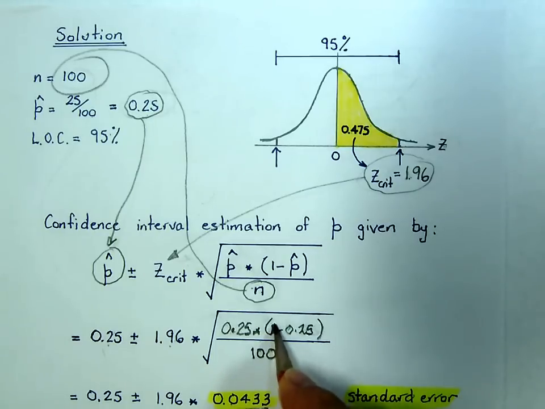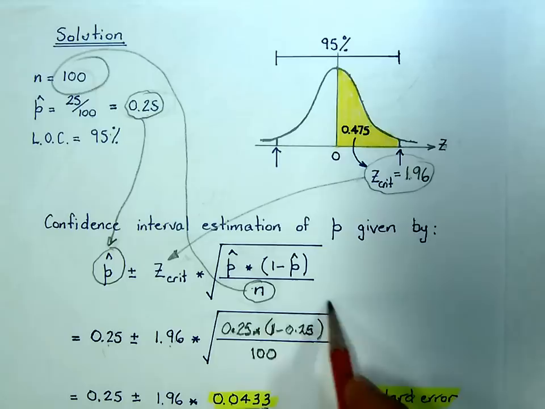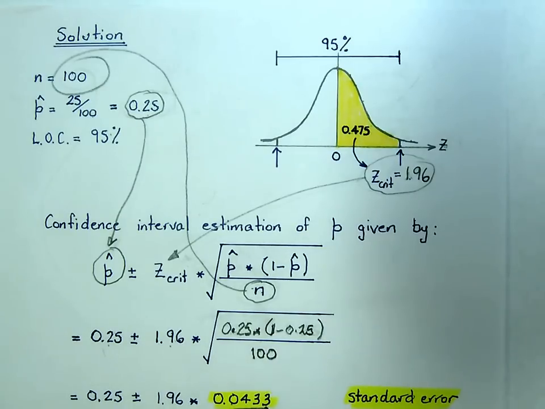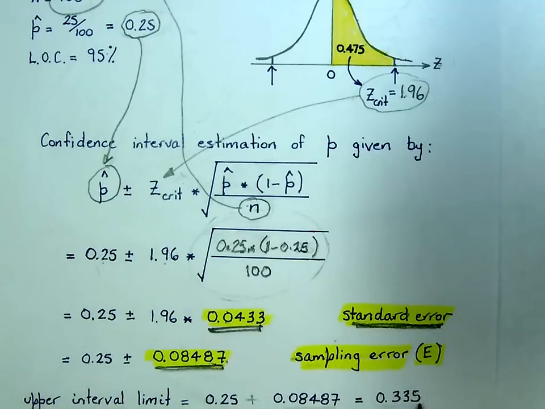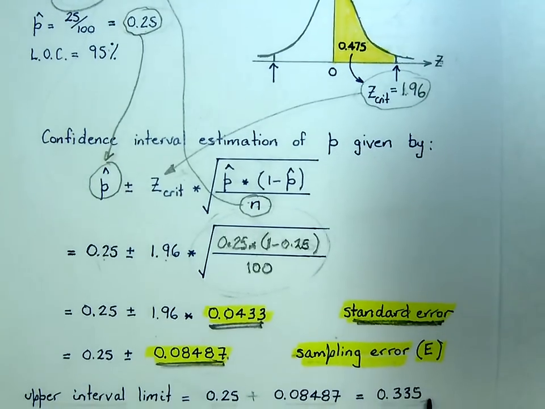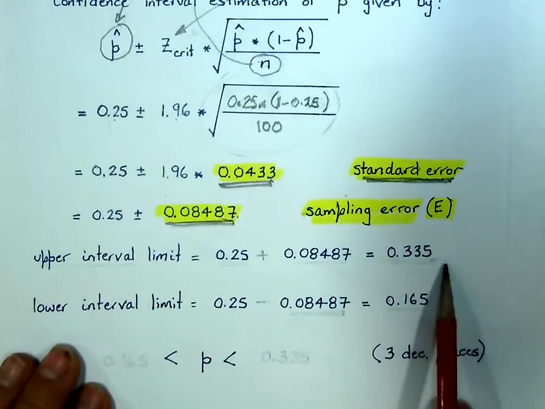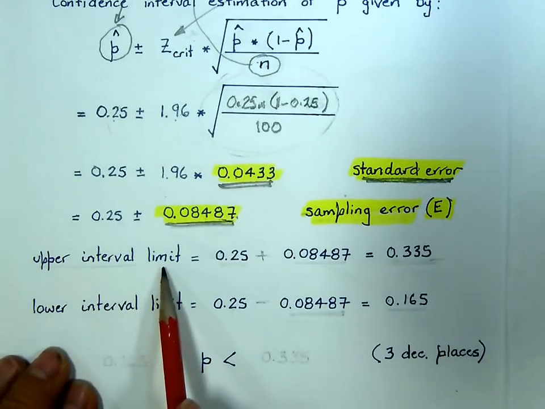So once we've got these numbers in here, we can work out the bit under the square root sign, and that turns out to be 0.0433, and that thing under the square root is what we call the standard error of the proportion. So once we multiply this standard error by the critical value, we get 0.08487, and that's called the sampling error, and we've been denoting that as big E earlier on.